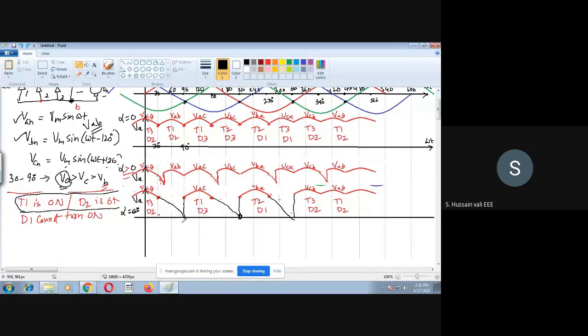So from 30 to 90. This is 30, this is 90, so the difference is 60. So alpha is also 60. So it will delay like this. The pulses you see here become single now. This is for alpha equal to 60.